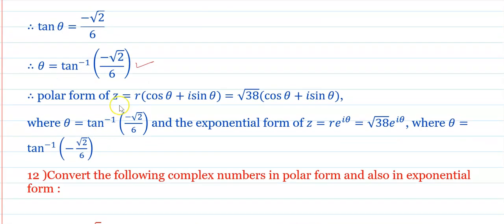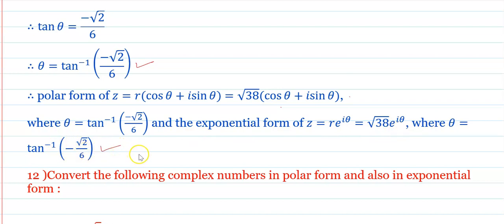The polar form of z is equal to r times (cos theta plus i times sin theta). r is root of 38 in bracket cos theta plus i times sin theta. Theta is equal to tan inverse of minus root 2 upon 6. And the exponential form of z is equal to r e raised to i theta. Now what is the value of r? r is root of 38, e raised to i theta, and theta is tan inverse of minus root 2 upon 6.